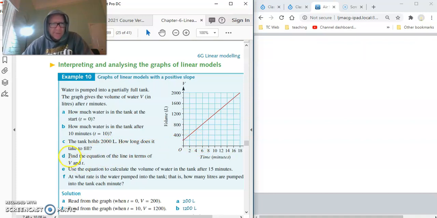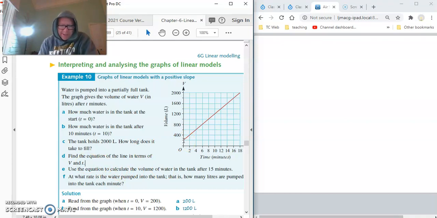Okay, so the next one's finding the equation of the line in terms of V and T. This is identical to 6C and D where we found equations for the straight line. Okay, the only difference being is we've got a V and a T instead of an X and a Y. So nothing new so far. Use your calculation to calculate the volume of water in the tank after 15 minutes. Okay, so if we find that equation from the graph, I'll just put it here in my sketch pretty quickly.